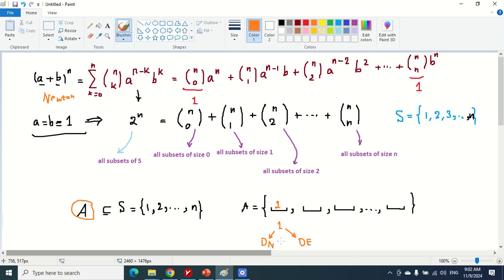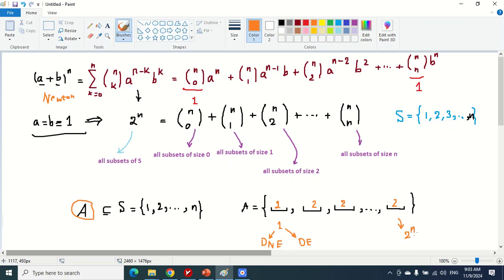So for the number 1, we have 2 cases. One case is that the number 1 does exist over there. One case is that the number 1 does not exist in that subset. For the number 2, we have 2 cases as well, with the same logic. For the number 3 as well, for the number n as well. So as you can see, by the multiplicative rule, all cases for subsets of S can be considered as 2 to the power of n.